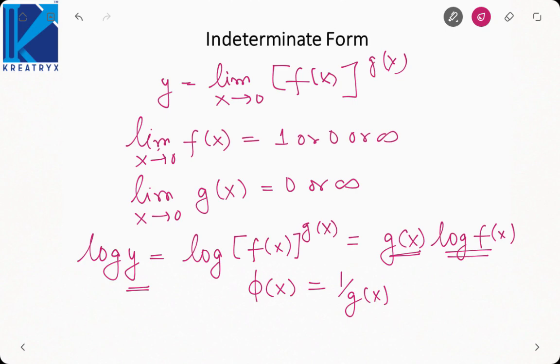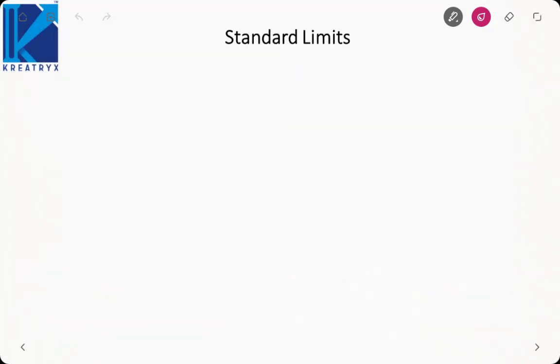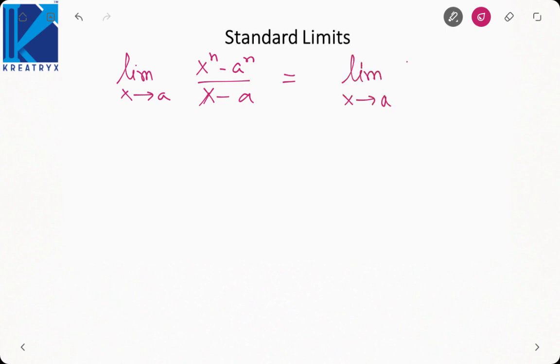Now let me show you some of the limits that you can directly use when asked in an examination. The first is limit x tending to a of (x raised to the power n minus a raised to the power n) over (x minus a). As you can see, it is actually a 0 by 0 form. So you will apply L'Hopital rule and take the derivative. The derivative of the numerator will be n x raised to n minus 1, and the derivative of the denominator is 1. So it will be n a raised to the power n minus 1.